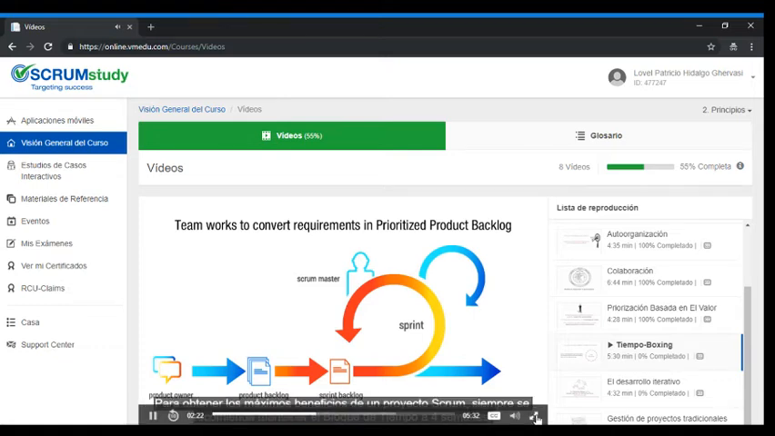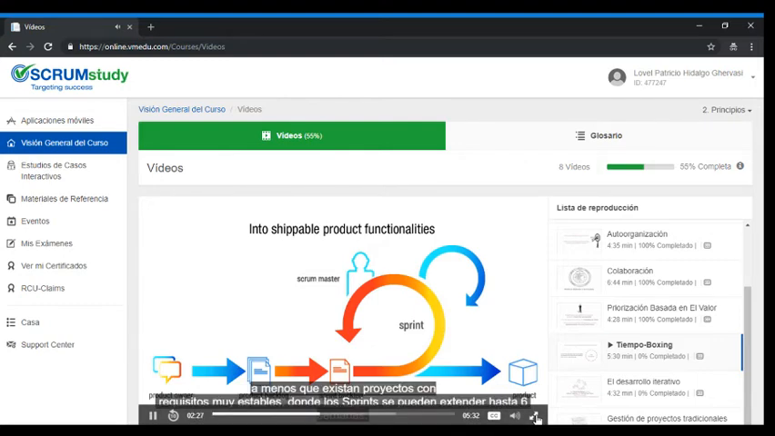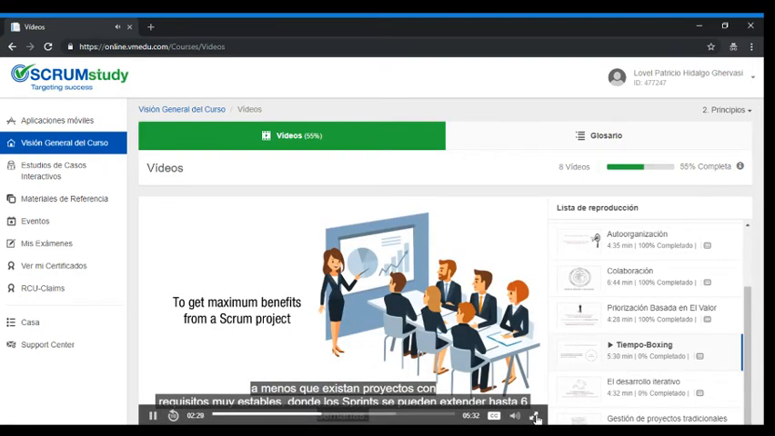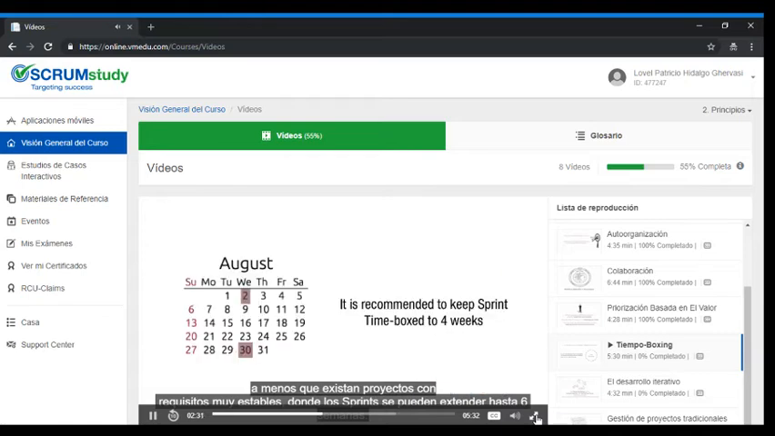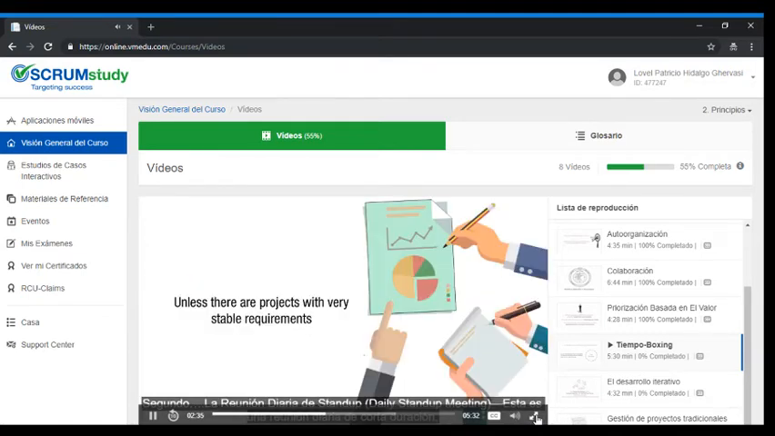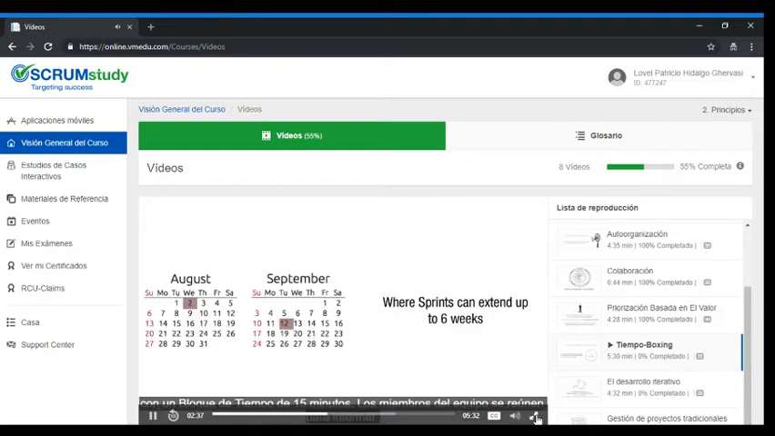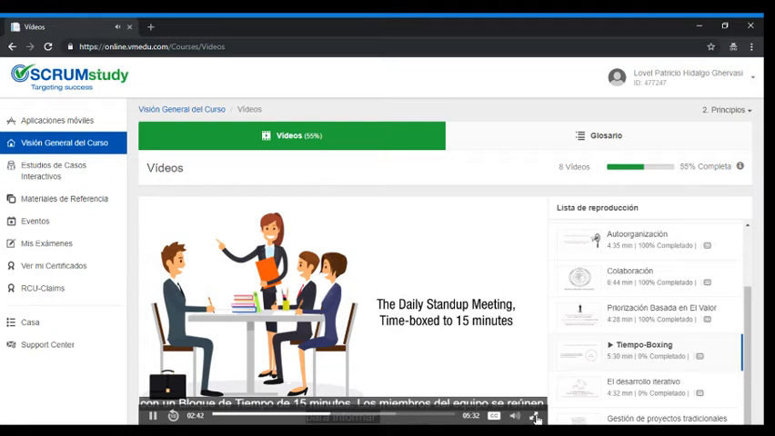During this time, the team works to convert the requirements in the prioritized product backlog into shippable product functionalities. To get maximum benefits from a Scrum project, it is always recommended to keep the sprint time box to 4 weeks, unless there are projects with very stable requirements, where sprints can extend up to 6 weeks.